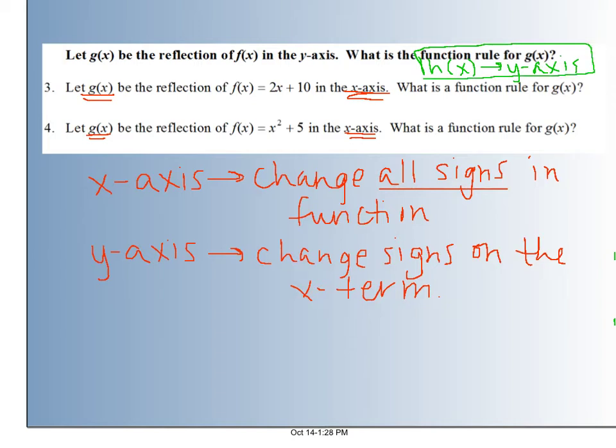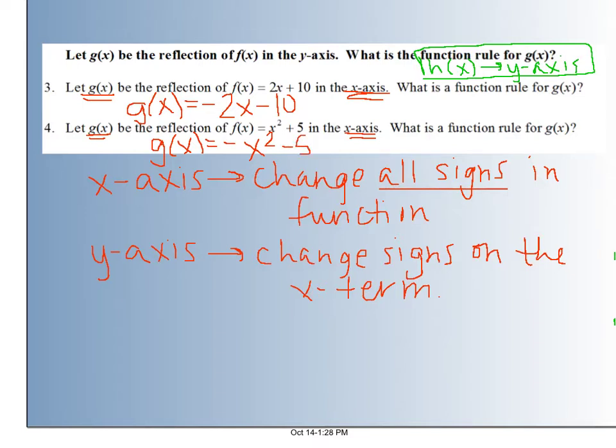So for g of x, I'll use red. For h of x, I'll use green. G of x, I'm talking about the x-axis. So remember, x-axis, I'm changing all of my signs in the function. So if I look at f of x, I need to change all of my signs. So g of x equals negative 2x minus 10. Again, in number 4, g of x, I'm changing all of my signs, equals negative x squared minus 5.